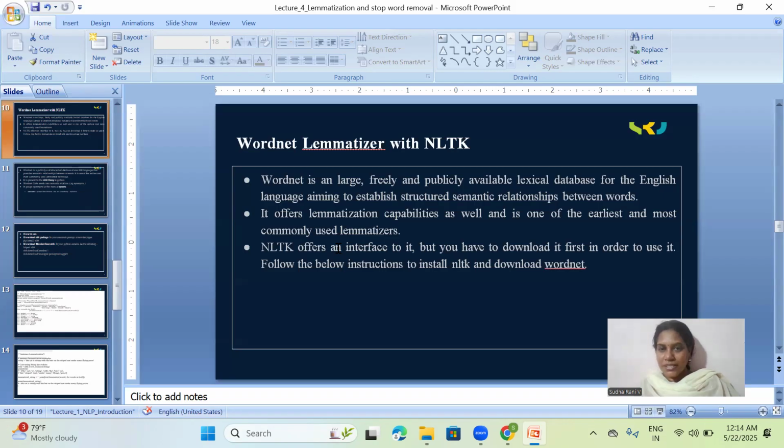It offers lemmatization capabilities as well and is one of the earliest and most commonly used lemmatizers. As we said, WordNet is the default or most used lemmatizer in the NLTK toolkit. NLTK offers an interface to it, but you have to download it first in order to use it. Follow the below instructions to install NLTK and download WordNet.